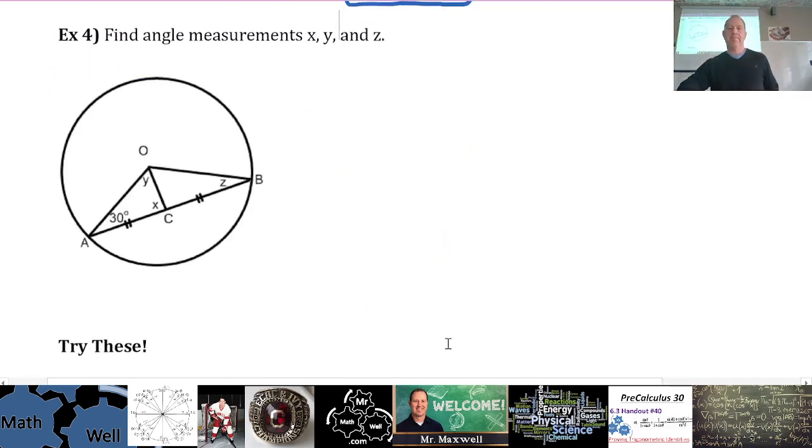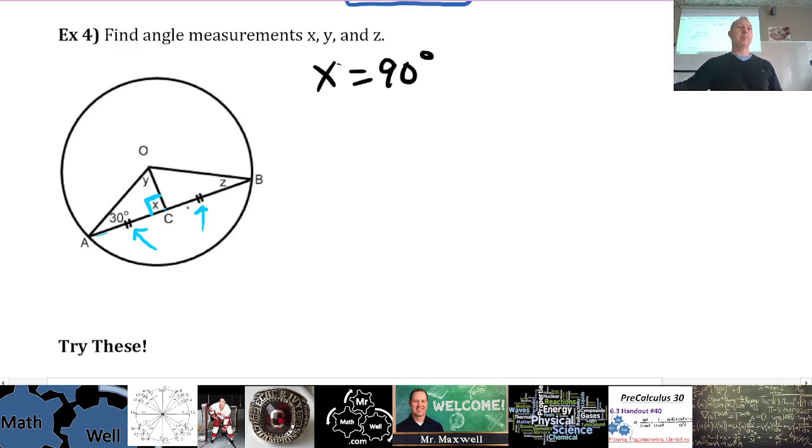Okay, example 4. Find angle measurements of x, y, and z. So these are just angle measurements, and again, what we have are triangles. So we know that all the angles of a triangle add up to 180. And notice this, you can't assume that this is a 90-degree angle, but when you see that this part of the chord AC and this part of the chord CB are equal, then guess what? We can now know that x is 90. So x is going to be 90 degrees, okay?